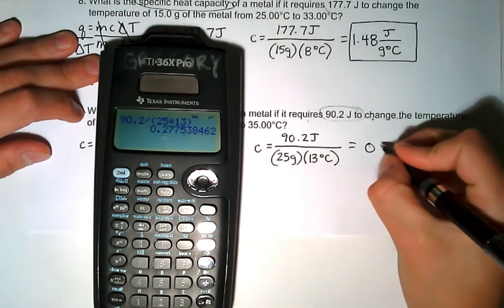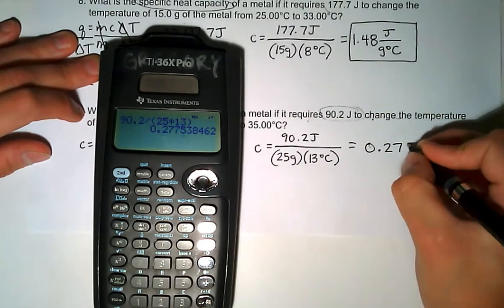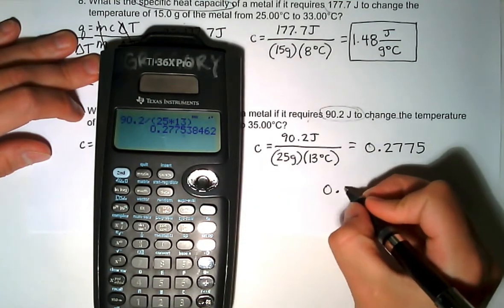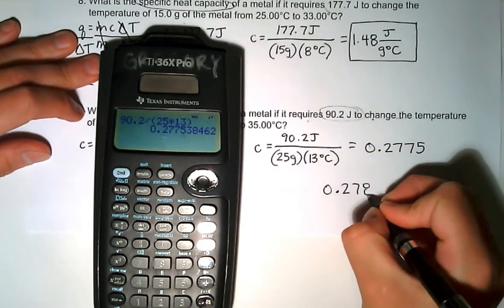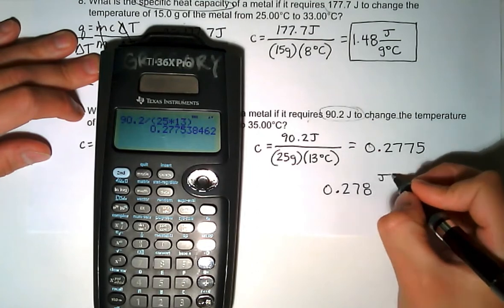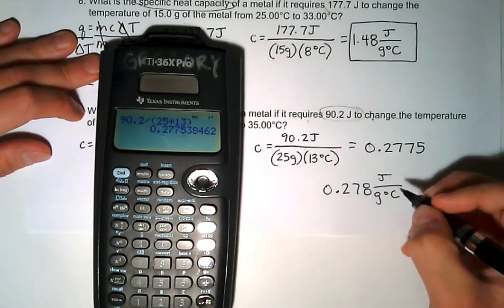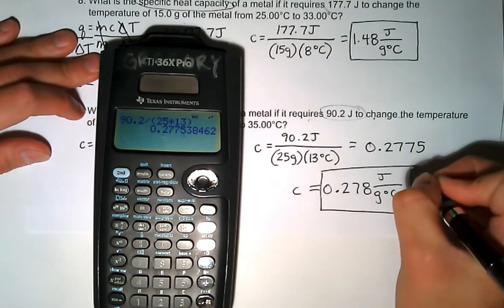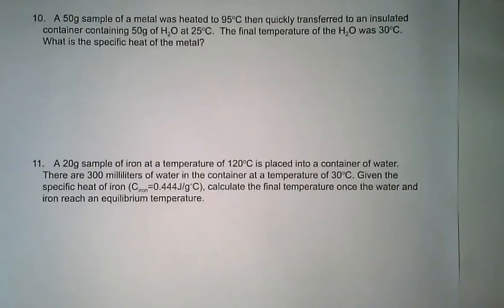And that gives us 0.2775, which I'm going to round to 0.278. And of course my units are joules per gram degrees Celsius. And that is my value of C. So box that answer in there.